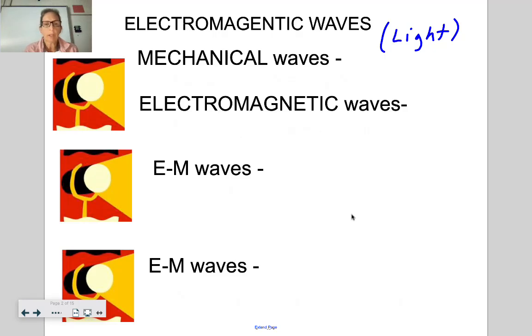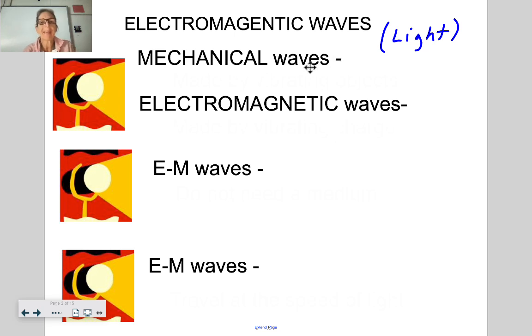So today we're going to look at another kind of wave. We've just talked about sound, and we looked at waves in a spring. We'll look at waves in other mediums as well, but today's wave is special. It's called an electromagnetic wave, and this is the kind of wave that includes light.